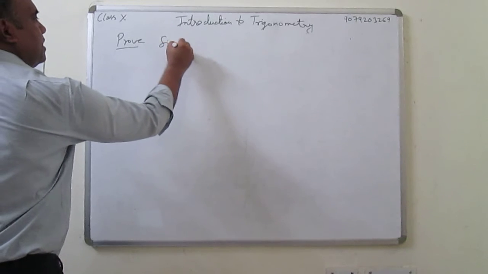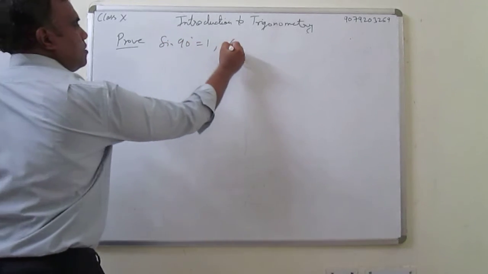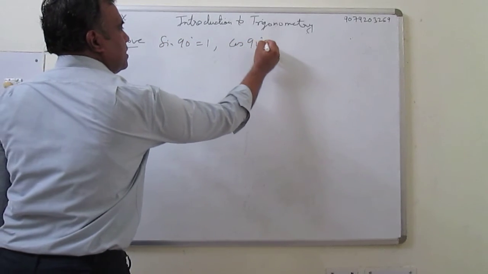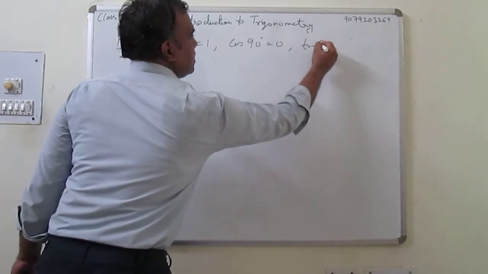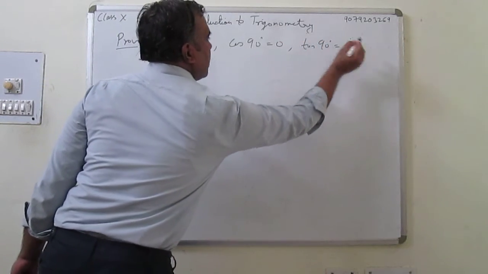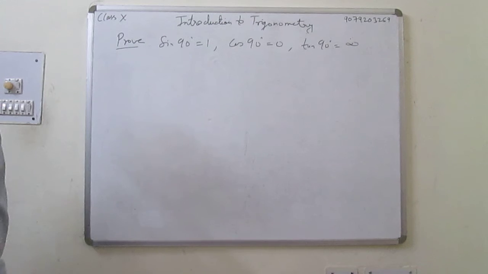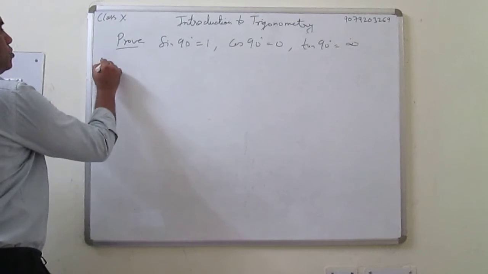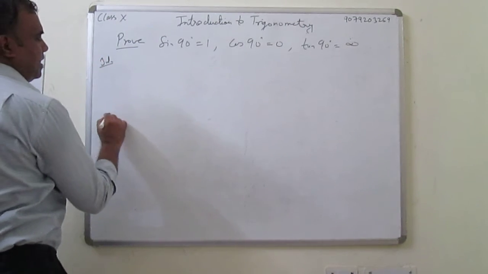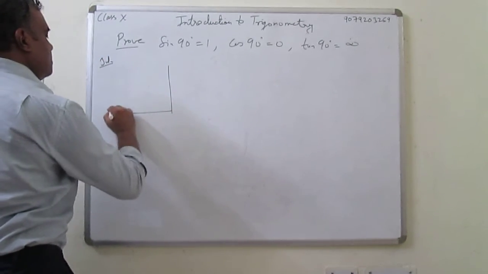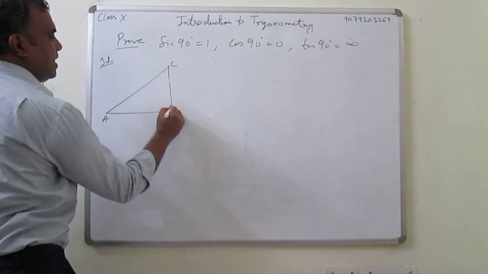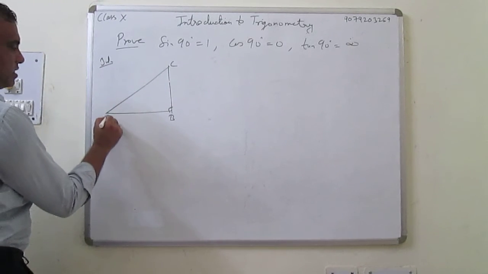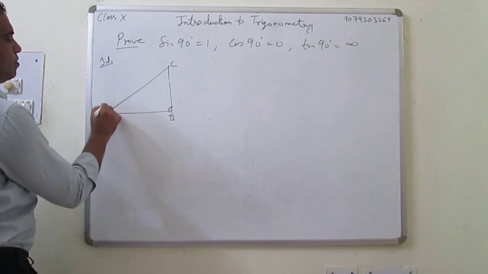Prove sin 90 is 1, cos 90 is 0, and tan 90 is not defined, infinity. Solution: let us take a right angle triangle ABC, right angle at B. This angle I want to make 90 degrees.